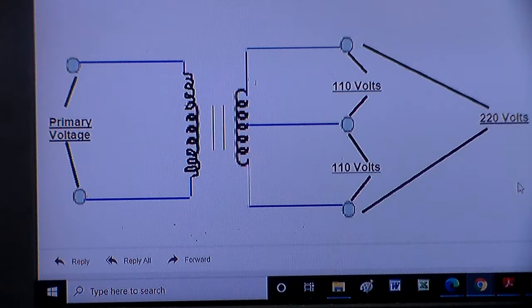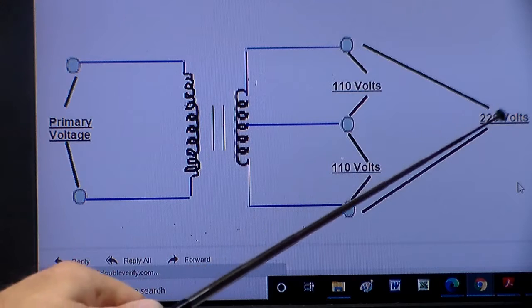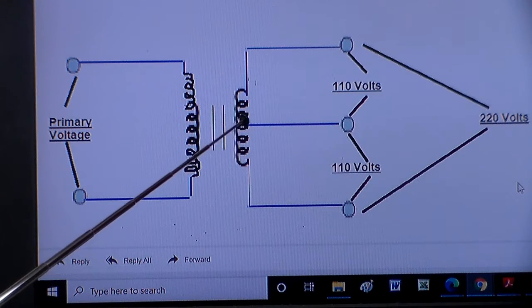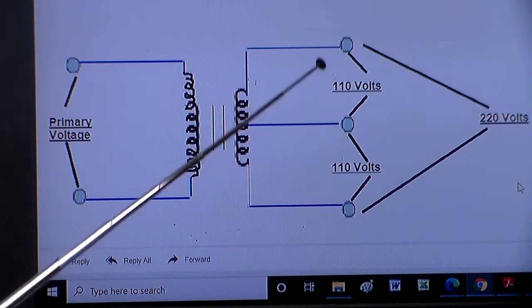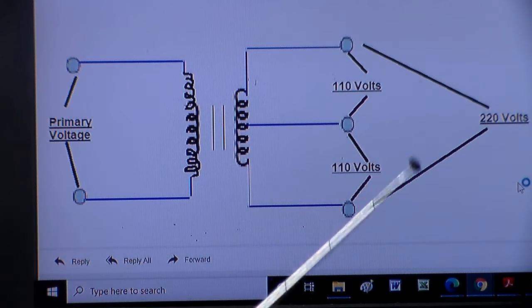So here's the voltage coming in from out on the phone pole. There's a transformer out on the phone pole as well. Then when it comes in, it steps the voltage down to 220 volts. But if you look, they put a center tap right here. And then you can have 110 volts from the center to each leg, or 220 total.